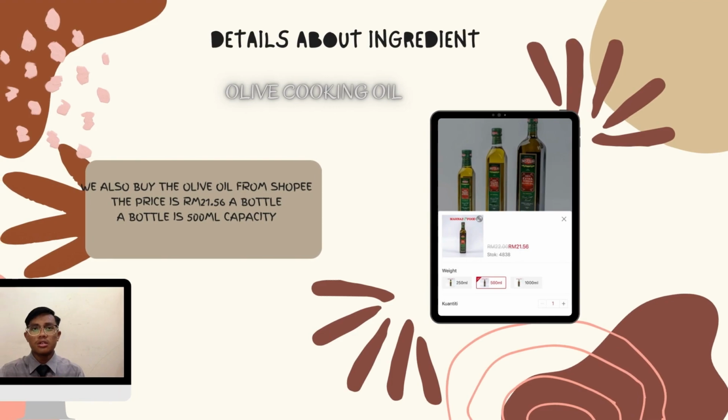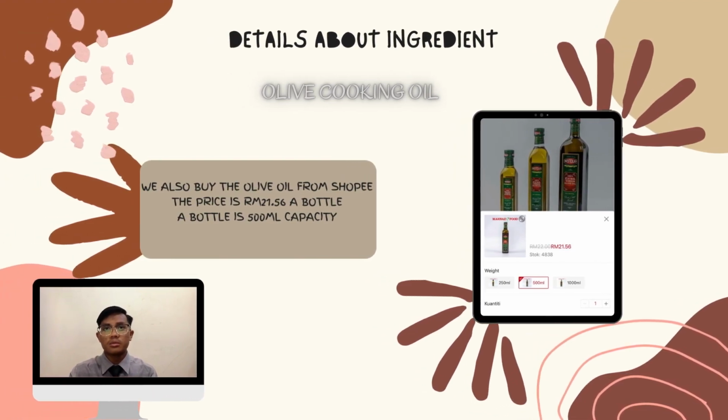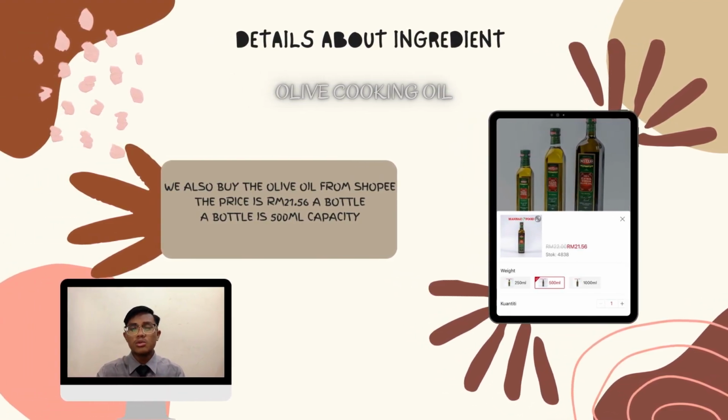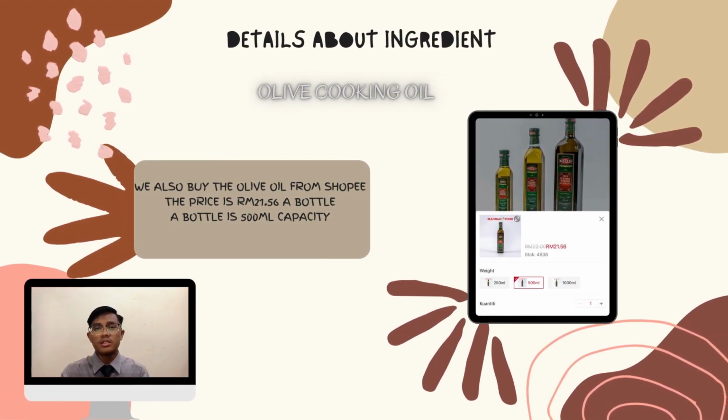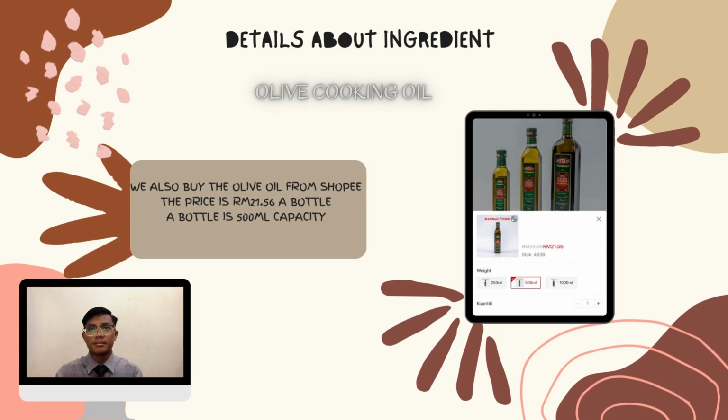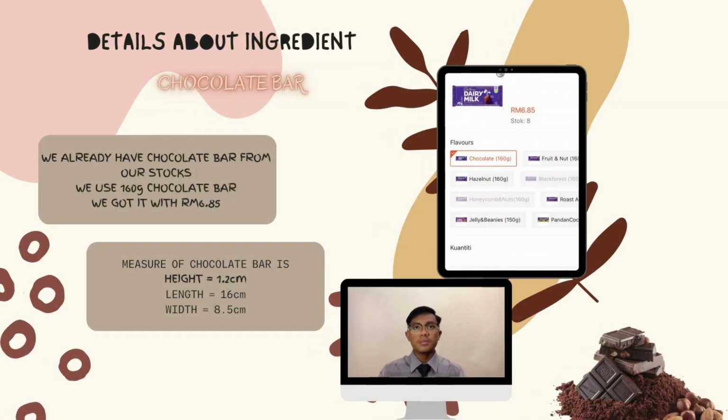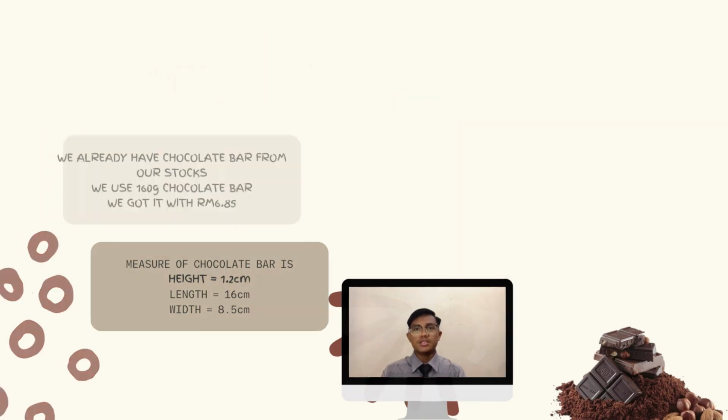For olive cooking oil, we also buy the olive oil from Shopee. The price is 21 ringgit and 56 cents a bottle. The bottle is 500 ml capacity. How about chocolate bar? We already have chocolate bar from our stocks. We use 160 gram chocolate bar. We got it with 6 ringgit and 85 cents. The measure of chocolate bar is 1.2 cm for height, 16 cm for length, and 8.5 cm for width.